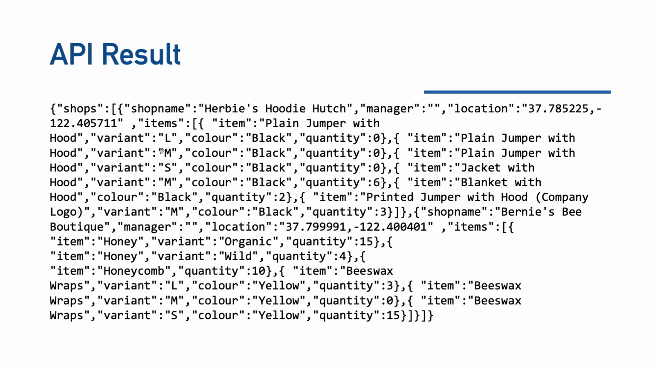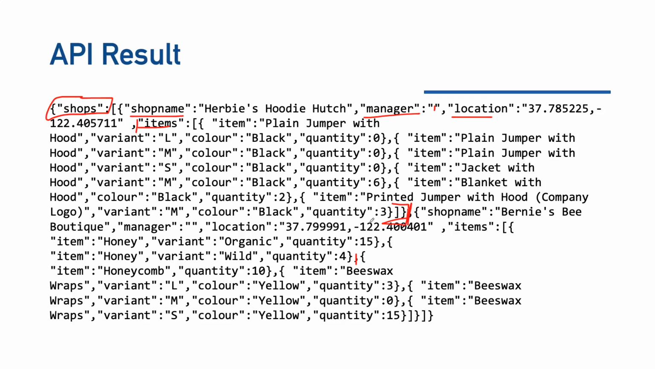So here we go, we have another API result. We have shops here. This API returns a list of shops, and each object seems to have a shop name, a manager, which this shop doesn't have, a location, and a list of items that they sell. So the items go from here to here. Oh no, that's honey. Here, there is. So this is all the first one.